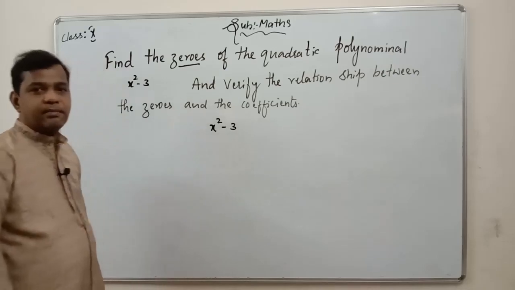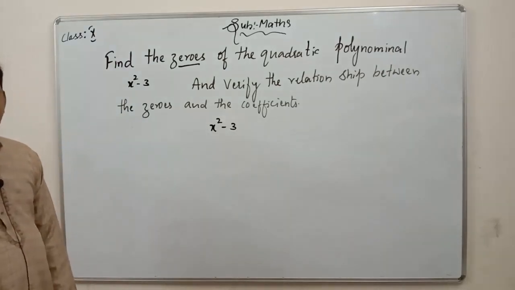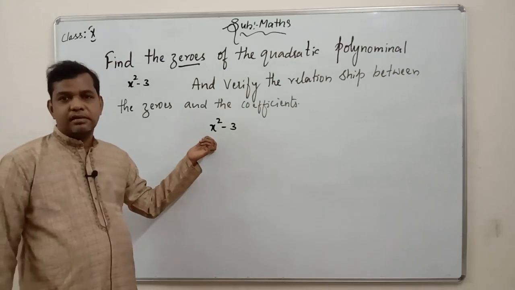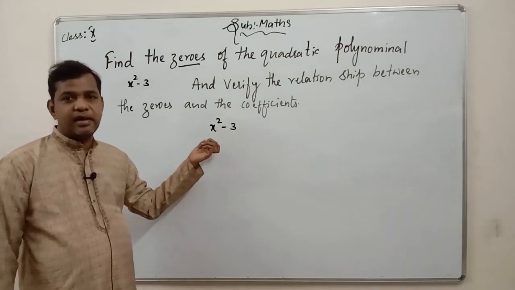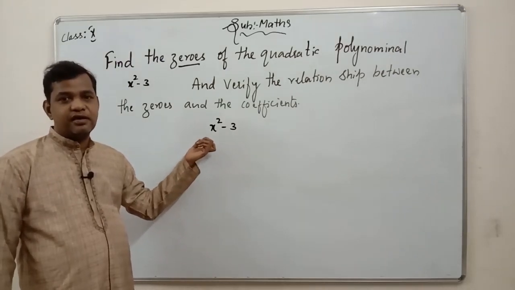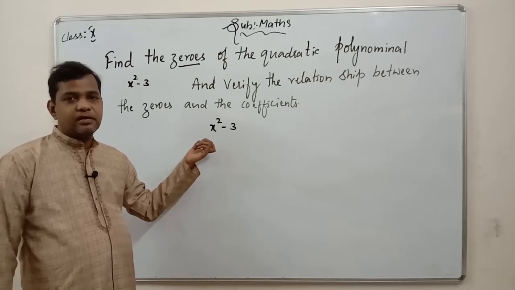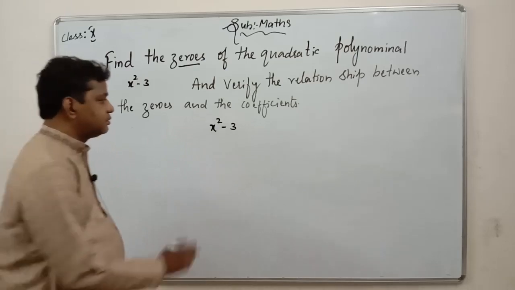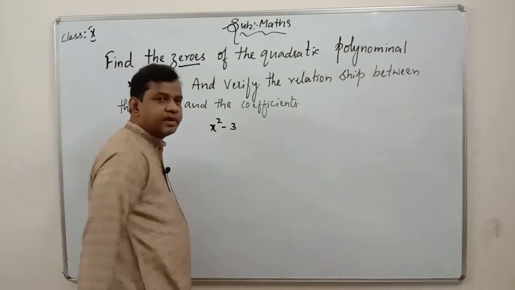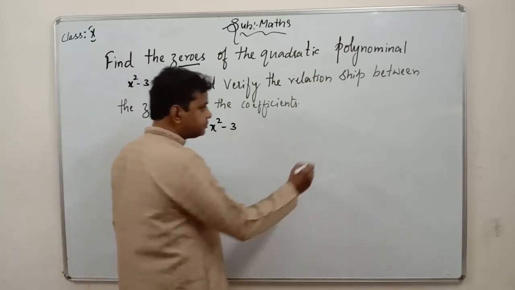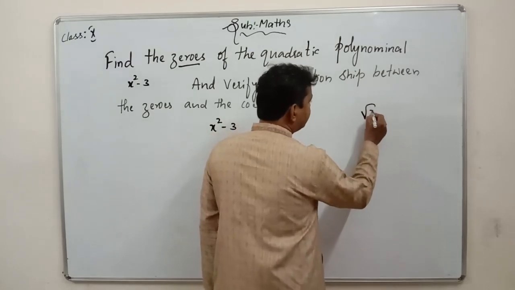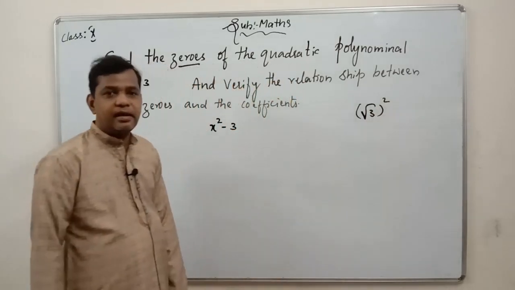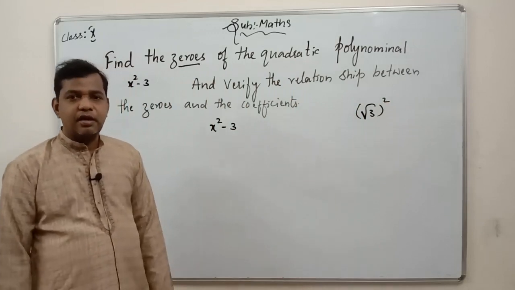If it is x square minus 3, then how will you divide it? How will you find the roots of the polynomial then? Can you find roots of the polynomial here? Is it easy to find the roots of the quadratic polynomial? So how will we find the roots of the quadratic polynomial? See, now consider 3. 3 can be written as root 3 whole square. You can write 3 in the form of root 3 whole square.